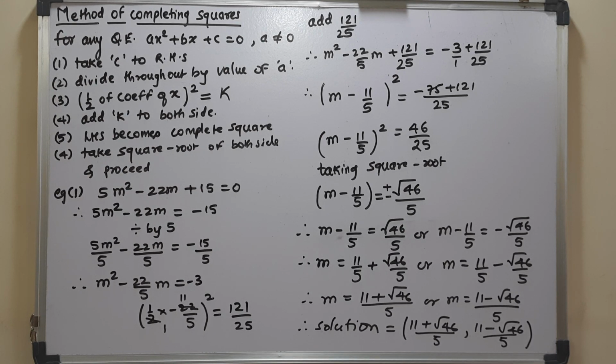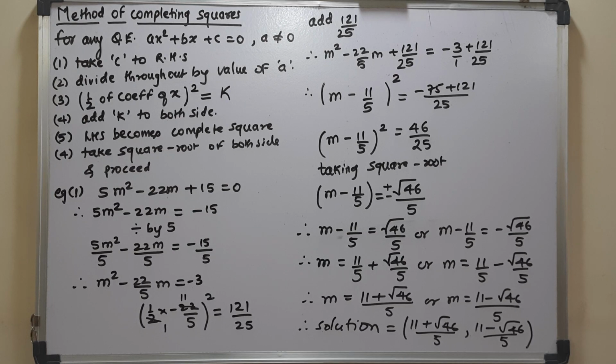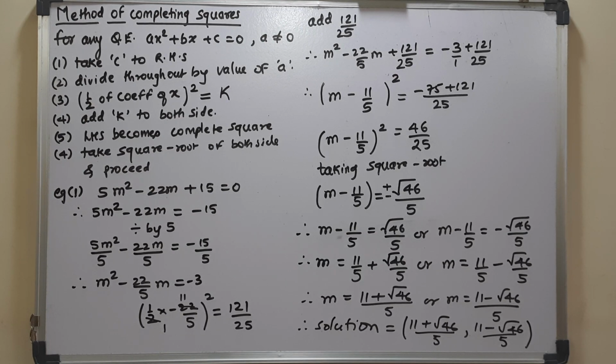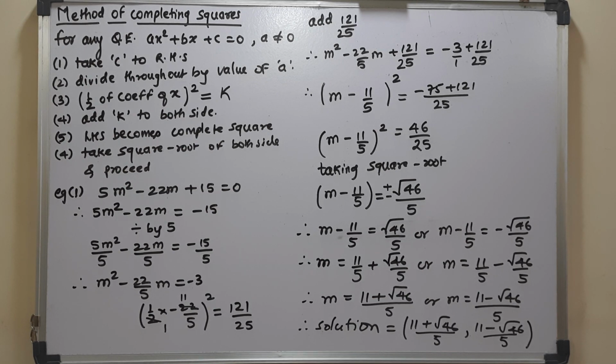Its square, suppose I say it as k. Then add this k on both sides. The LHS becomes a complete square. And after it becomes a complete square, take the square root of both the sides and then proceed. Okay? Was it interesting? Let us do at least one question of this and try to understand it in a better way. Okay.